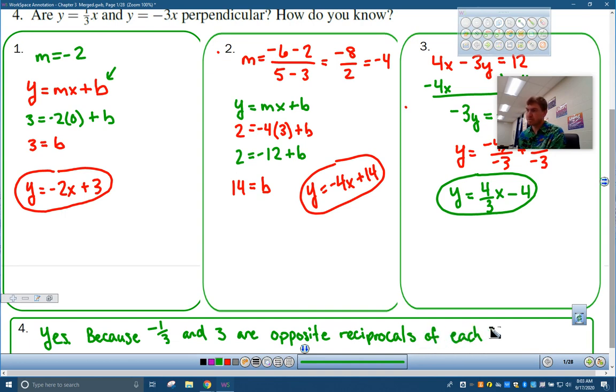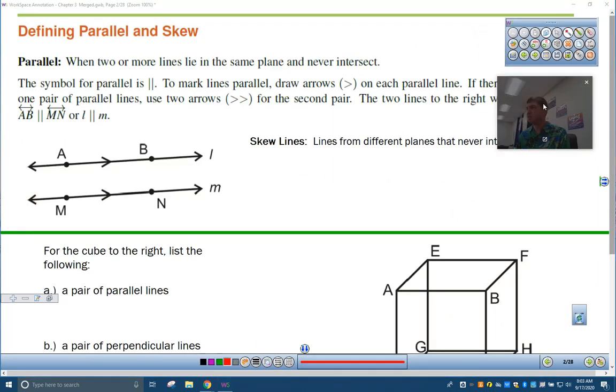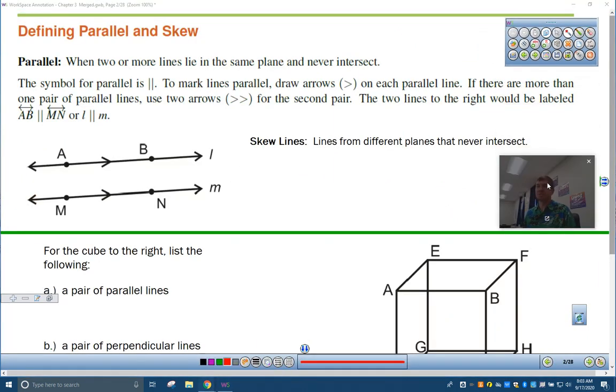Maybe a little more difficult to see that, because 3 isn't a fraction, but it's actually -3 over 1 and positive 1 over 3. And so those are opposite reciprocals. Okay, so now we're going to get into it. We do want to talk about a word that has been mentioned in class before, besides parallel here. We know that parallel is when two or more lines lie in the same plane and never intersect.